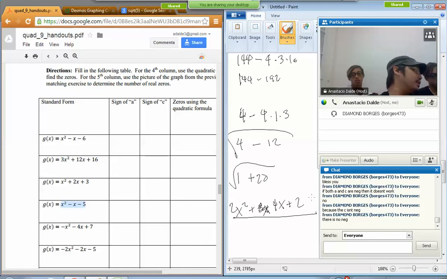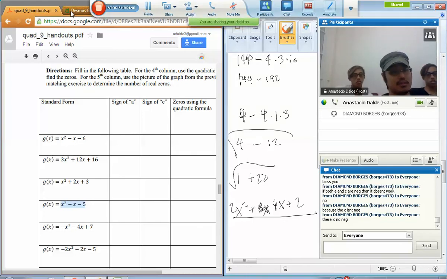What do you think? Two or zero? You say two. Diamond says none. I mean, say zero. Why did you say two? Everyone says zero. Everyone says there are no answers that this thing is going to give us. Actually, I say there's two. All right. So you say there's two, and everyone else says there's none.